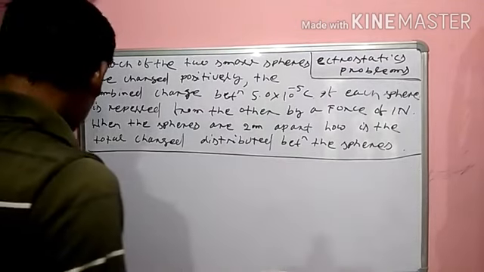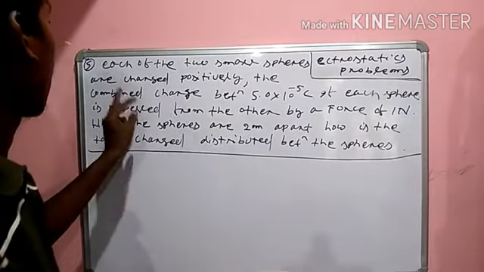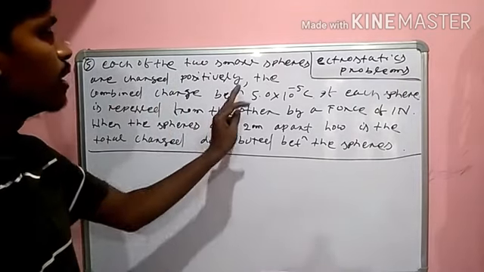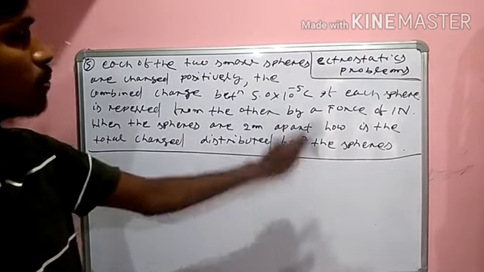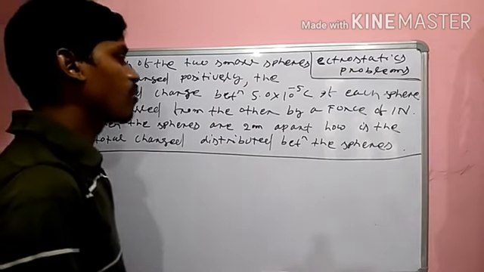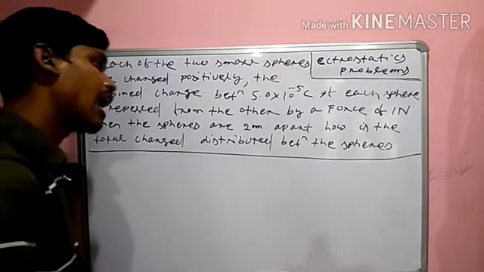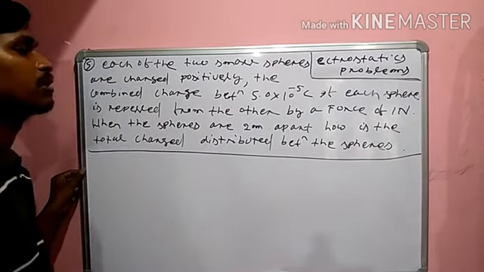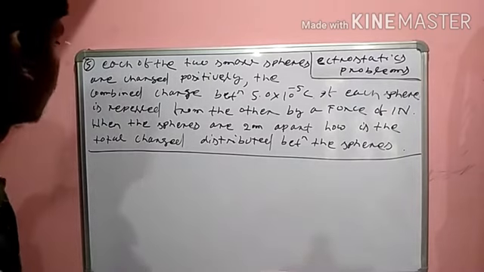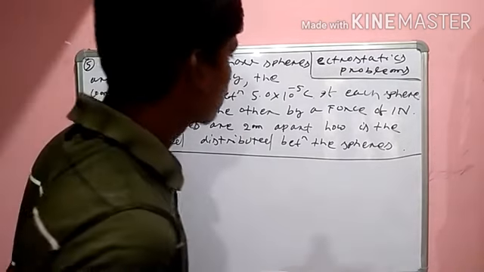Here is another question. Each of the two small spheres is charged positively. The combined charge is 5 into 10 to the minus 5 coulomb. If each sphere is repelled from the other by a force of 1 Newton when the spheres are 2 meters apart, how is the total charge distributed between the spheres? Here two spheres are available. Equal or non-equal is not given. Yes or no?